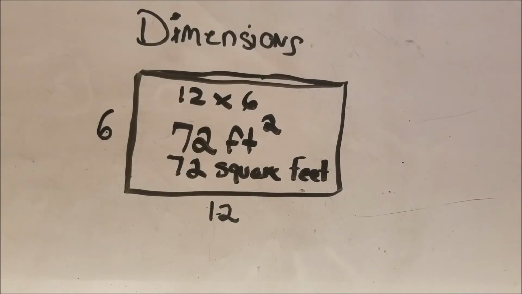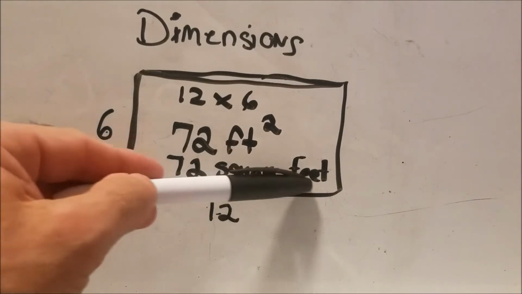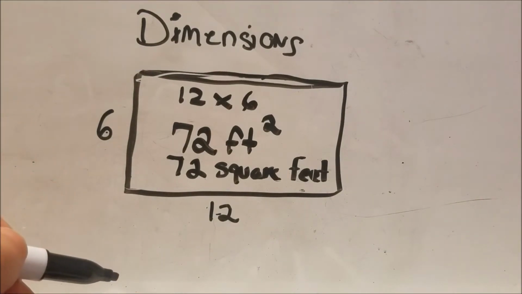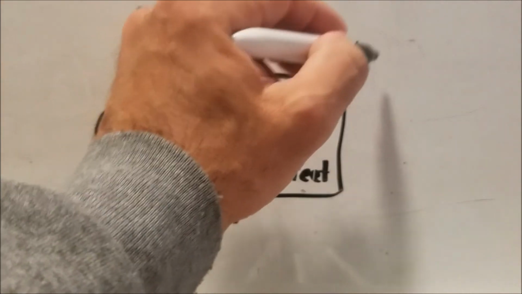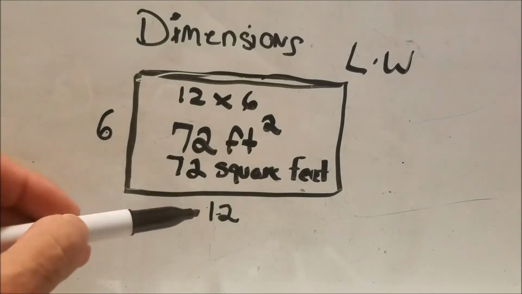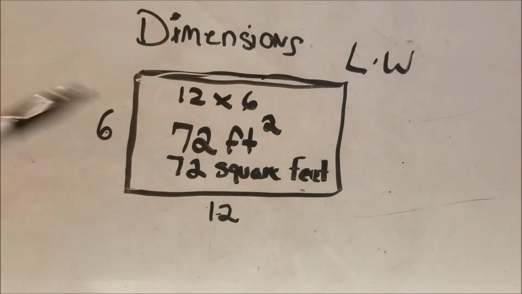So now that we know area, let's look at some questions to find unknown lengths. And by the way, we see this rectangle here. The area of a rectangle is just the length times the width. 12 times 6. And we'll talk about that in geometry later, when we talk more about geometry.